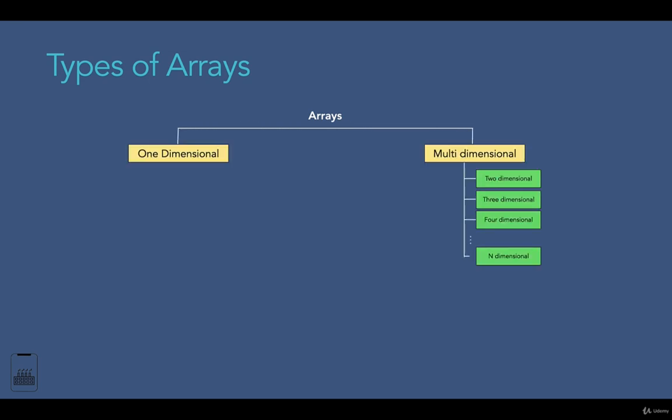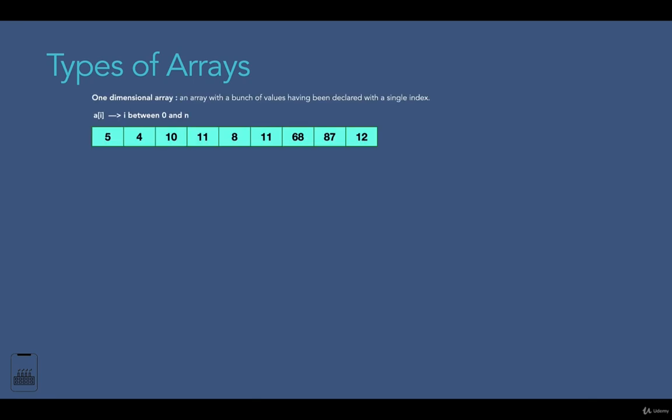In multi-dimensional arrays, you can see that it can be a two-dimensional array, three-dimensional array, four-dimensional array, and it continues until an n-dimensional array. So let's see what we mean by this. The simplest type of array is the linear array, which is also called a one-dimensional array. It's an array with a bunch of values declared with a single index.